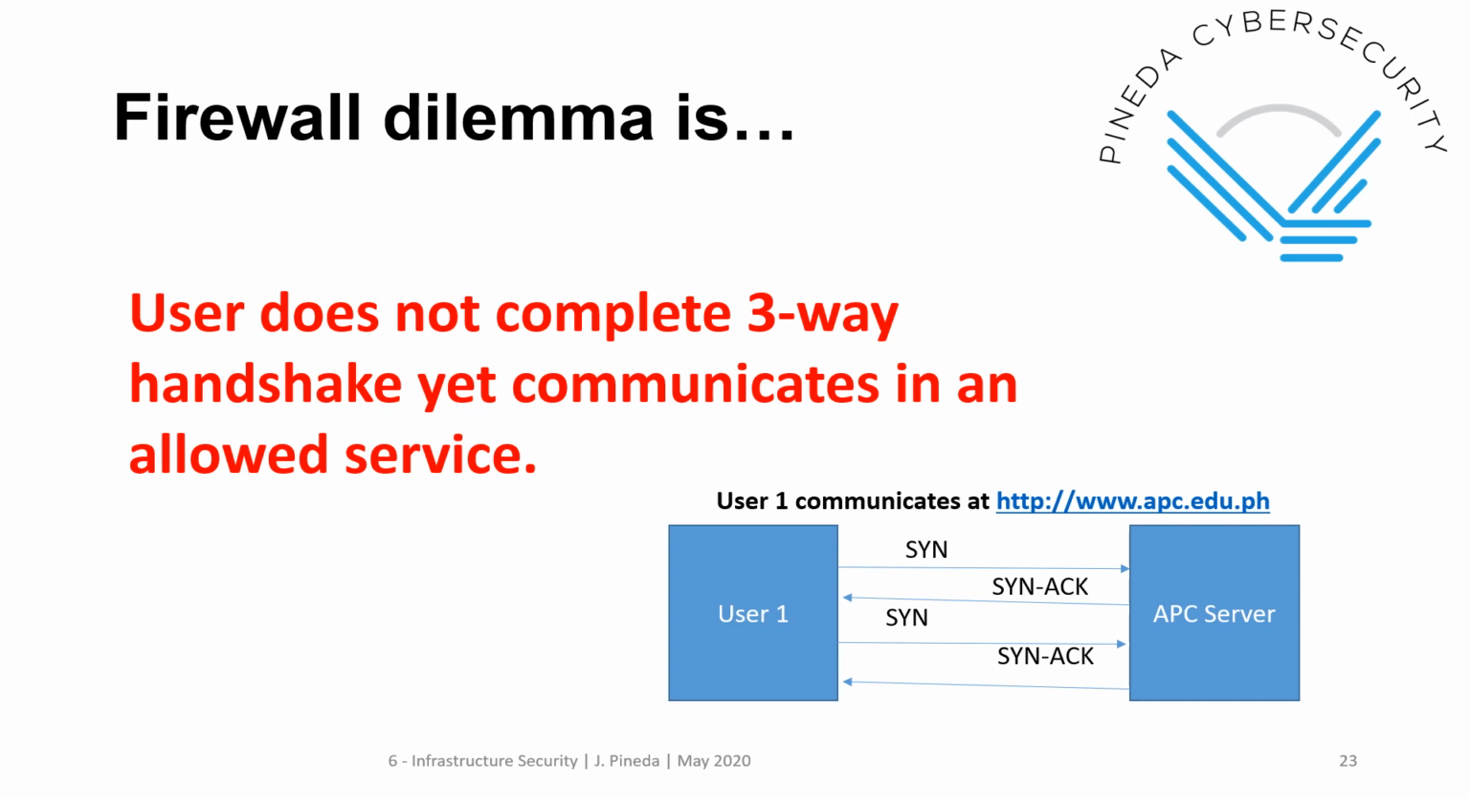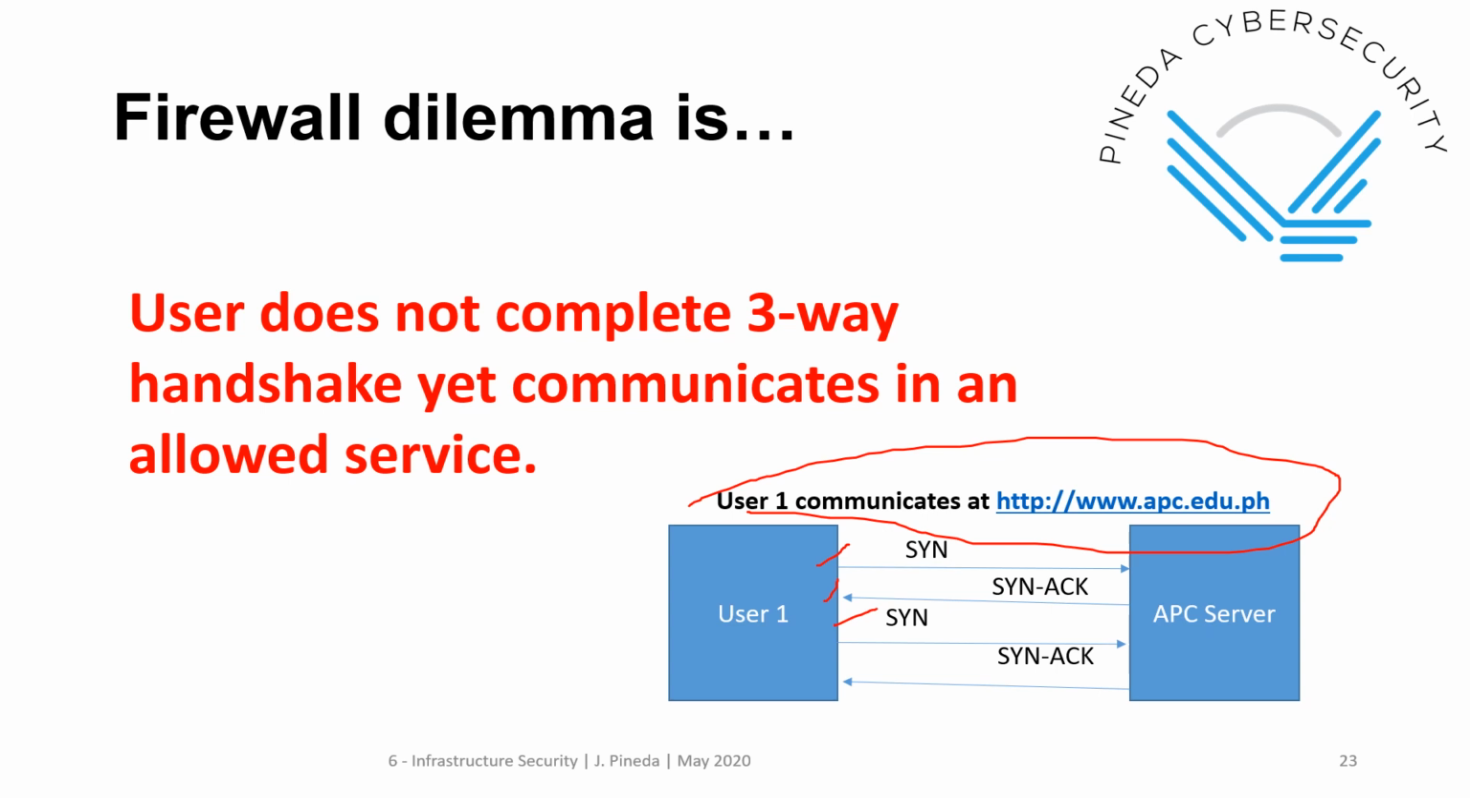What happens if user 1 communicates at apc.edu.ph? Okay, so there is a SYN packet, and then the APC server will reply SYN ACK, but instead of replying back an ACK or acknowledgement, the user sends another SYN. Meaning to say, the user does not complete the three-way handshake, yet communicates in an allowed service. So what will happen? Similar to what we discussed about communicating with other devices.